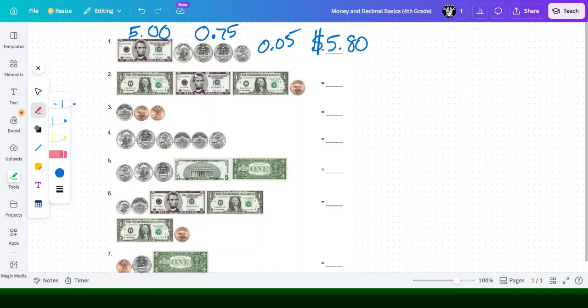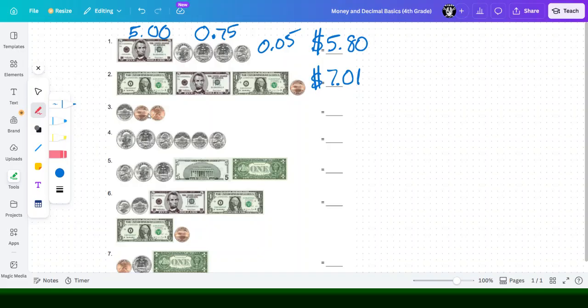Take a look at problem number two. We have a $1 bill, a $5 bill, and a $1 bill. That equals $7. However, we also have this one little penny right there. That is 1/100th of a dollar. So we're going to put our decimal point in and we're going to add it as $7.01.